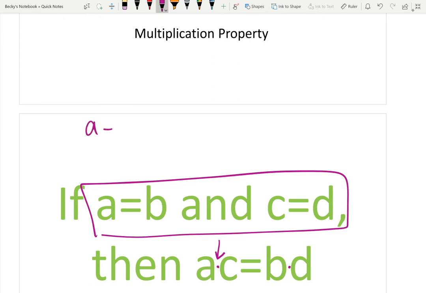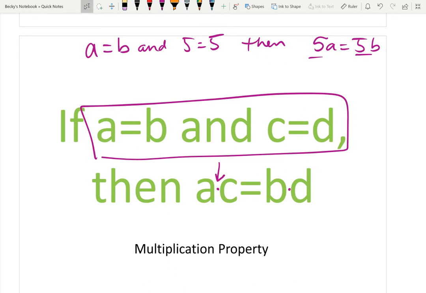Again, if you have A equals B and 5 equals 5, you would have no problem saying, okay, my conclusion, my then statement could be 5A equals 5B, because you would multiply by 5 on both sides, because 5 is equal to 5. But down here, isn't C equal to D? So you can multiply by C on one side and multiply by D on the other. So there are two that are pretty tricky. Remember, it's the weird addition and the weird multiplication.